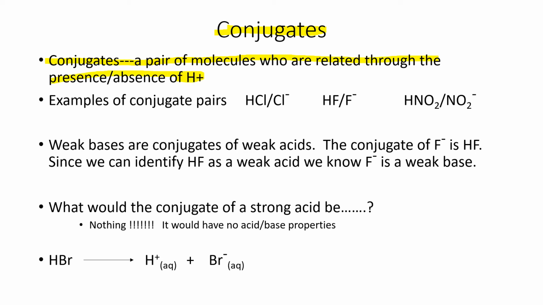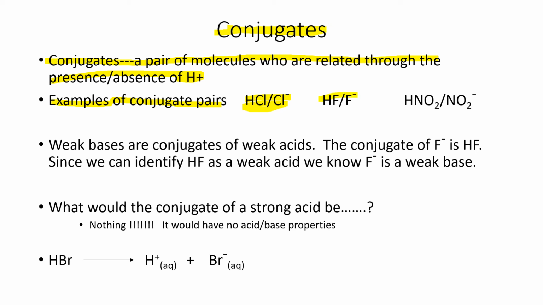Now, a lot of times people make conjugates more complicated than they need to be. That's what they are. It's a pair of molecules, and their relationship is that one of them will have the H plus ion, one of them will not have the H plus ion. So let's look at some examples of some conjugate pairs. HCl and Cl minus are conjugates of each other. The difference between HCl and Cl minus is just the presence or absence of the H plus ion. On HCl, the H plus ion is there, and on Cl minus, it's gone.